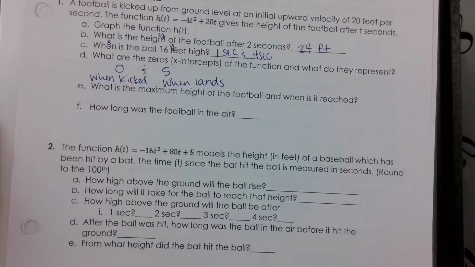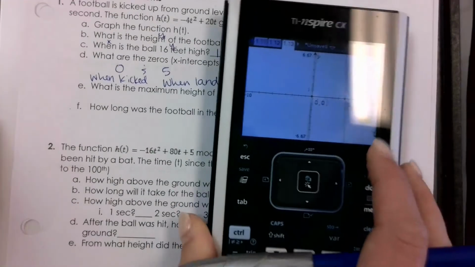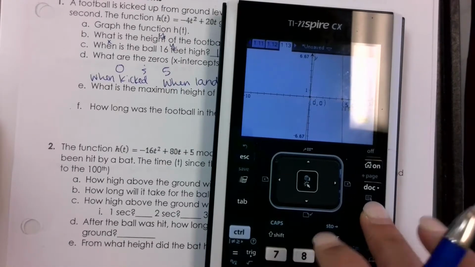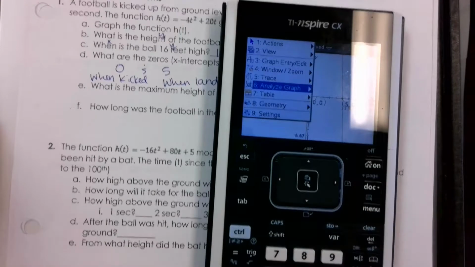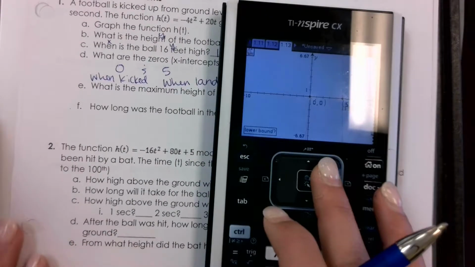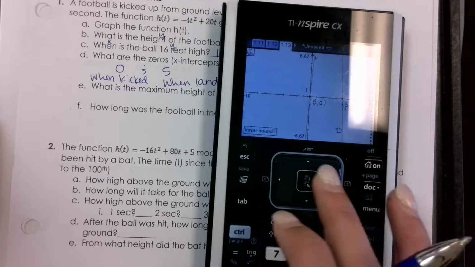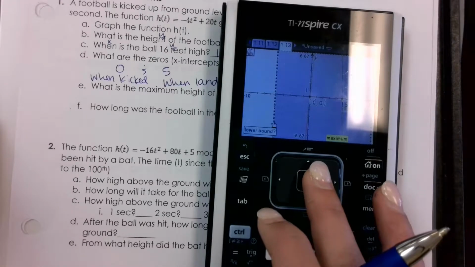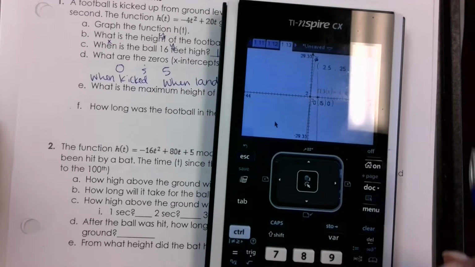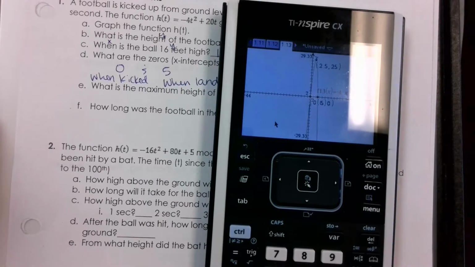All right, so the next part, it wants to know the maximum height of the football and when it is reached. So what does that want you to find? Your maximum, right? So how do we do that? Menu, analyze graph. What are we choosing this time? Maximum. So just make sure that you're clicking somewhere on the left and somewhere on the right. And it'll zoom out for you, even though we can't see where it's at. It'll zoom out as far as we need to go.